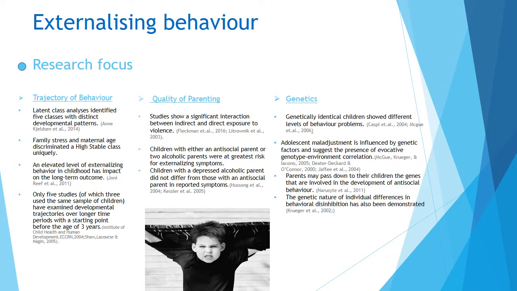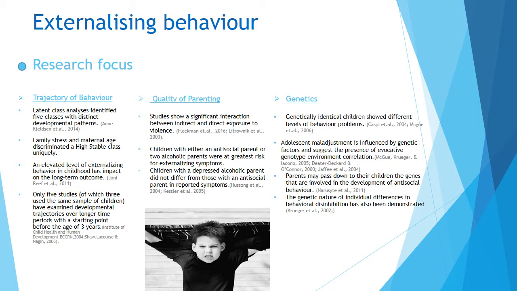Next, we have quality of parenting. Childhood exposure to violence is often experienced in different contexts, but a major factor that leads to this kind of exposure is the quality of parenting. Studies show a significant interaction between direct and indirect exposure to violence. Moreover, children with either antisocial or alcoholic parents were at the greatest risk of externalizing behavior. Therefore, bad parenting increases the chance of a child developing this type of behavior.